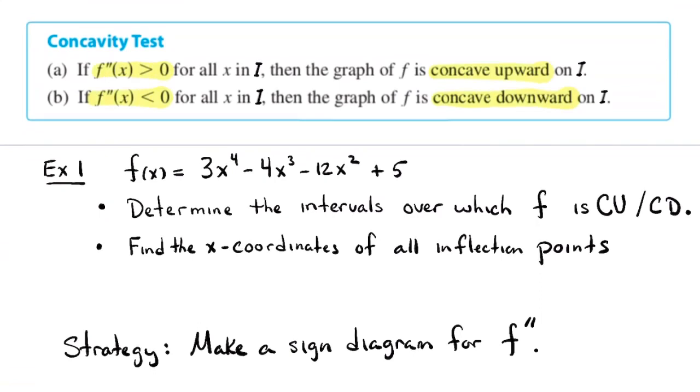Let's use it. You might remember this example one polynomial from the previous lecture where we determined where it was increasing and decreasing. Now I want to determine where it's concave up and where it's concave down. And I'd also like to find the x coordinates of the inflection points. I'd like to say where the concavity switches, if it ever does. And our strategy is to use this concavity test. We're going to make a sign diagram, but we're going to make it for the second derivative.